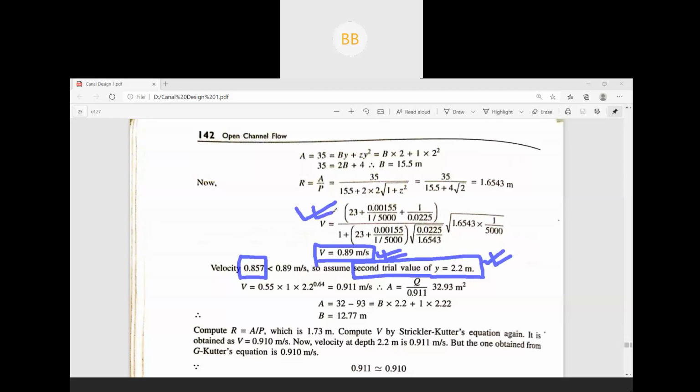So after solving this, you go back to your step 1 and you change your trial value to 2.2 and repeat those steps till your velocity here.